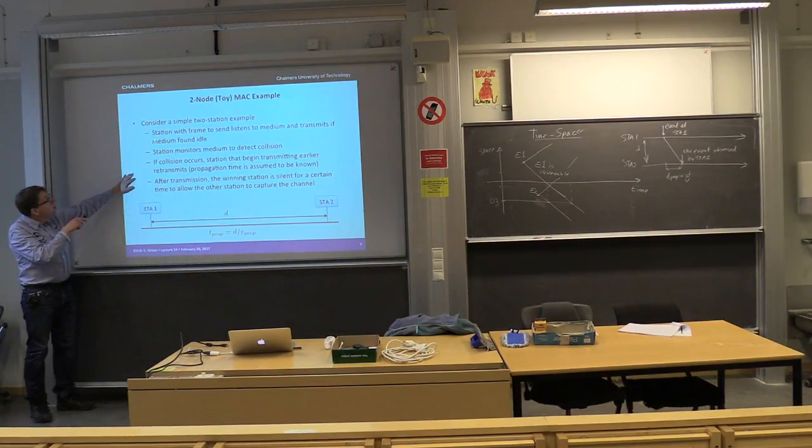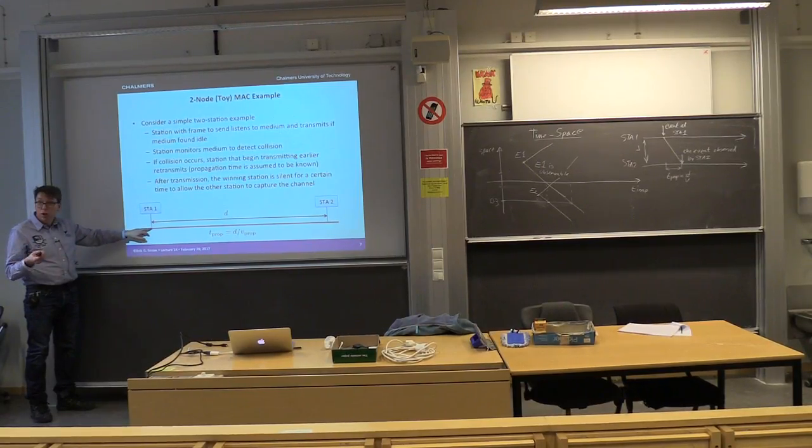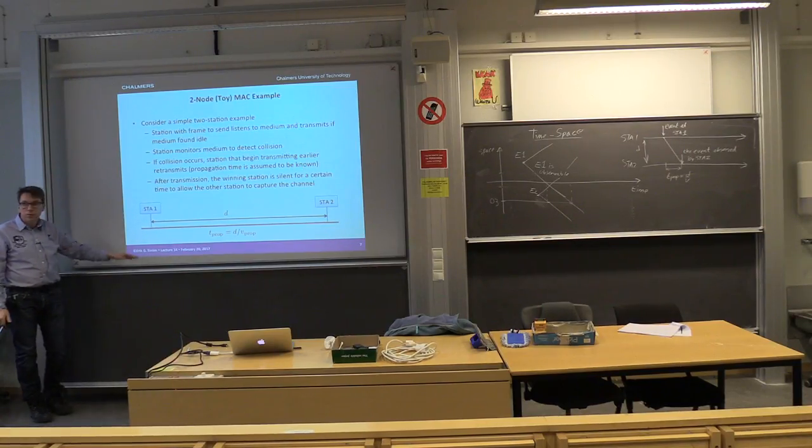A station with a frame to send listens to the medium first to see whether there is an ongoing transmission. If there is an ongoing transmission, it waits. The station monitors the medium, and when the medium is found to be idle, so there is no signal ongoing on the channel, it starts to transmit its frame. Then it listens to the medium to detect a collision. If a collision occurs, the station that began to transmit earlier retransmits, and the propagation time is assumed to be known. After transmission, the winning station is silent for a certain period of time for the other station to capture the channel.